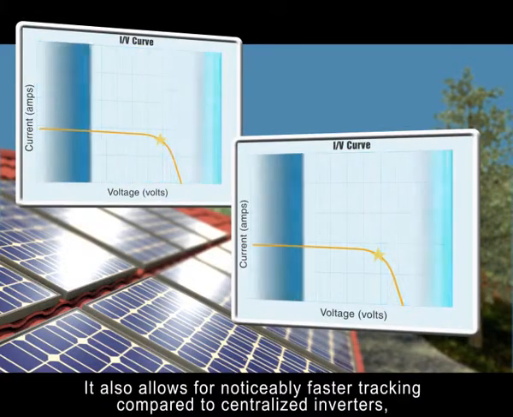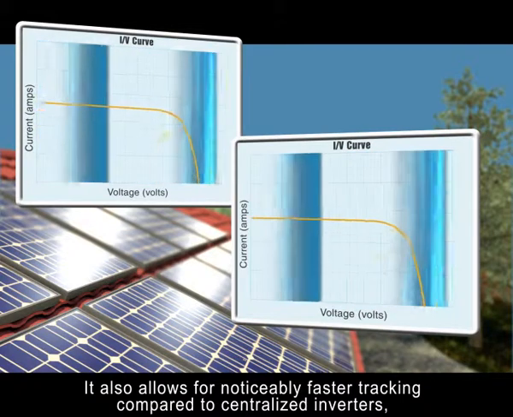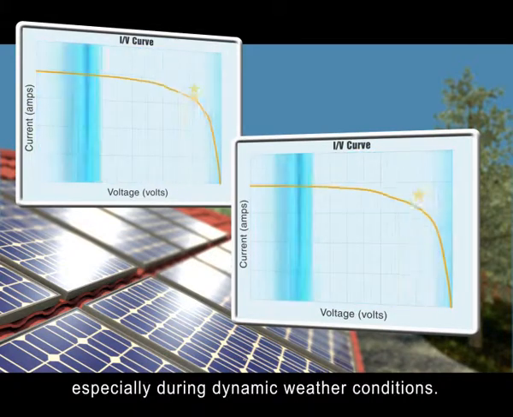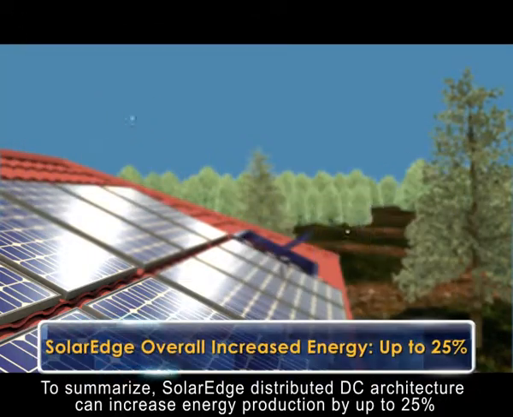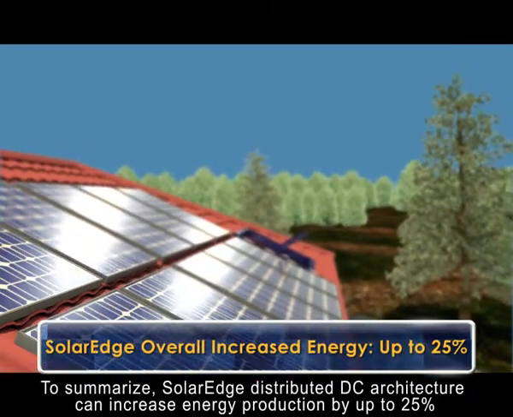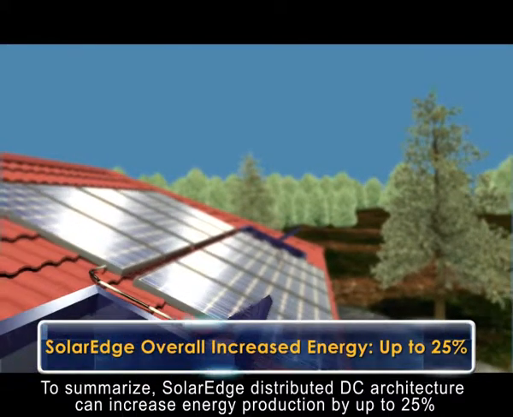It also allows for noticeably faster tracking compared to centralized inverters, especially during dynamic weather conditions. To summarize, SolarEdge distributed DC architecture can increase energy production by up to 25%.